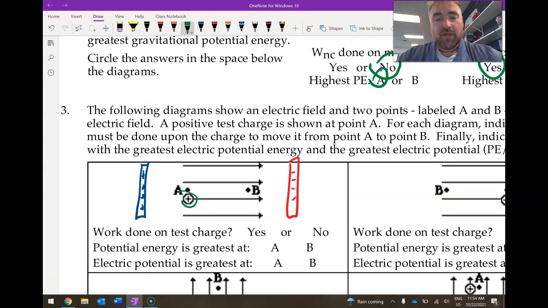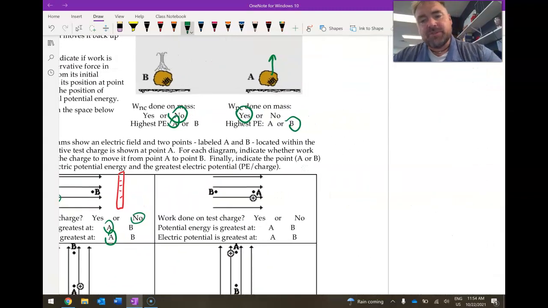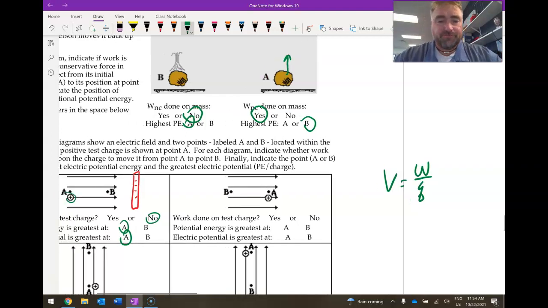So are we doing work on it? No, not in this case, because if it goes with the electric field, we don't have to do any work on it. But potential energy is still going to be highest at point A, and electric potential is going to be highest at point A as well. Real quick, electric potential is defined as the energy per charge. So if you have a high potential energy, you're going to have a high potential. If you have a low potential energy, then you have low potential.